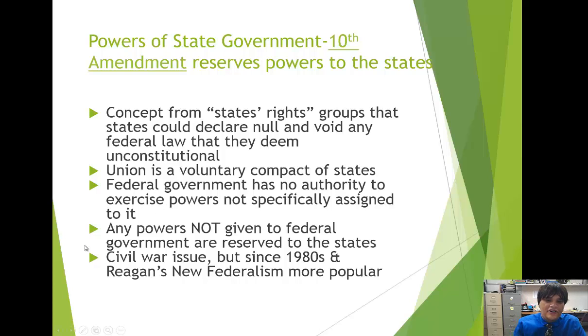The Union is a voluntary compact of states, and so therefore, in order to be a voluntary compact of states, the states need to have certain rights, they need to have certain powers. And if something is unconstitutional, or the state feels that the Union has overstepped its bounds, they can break this voluntary compact. It's voluntary. It's not written into law that states have to be part of the Union. The Union is just there.